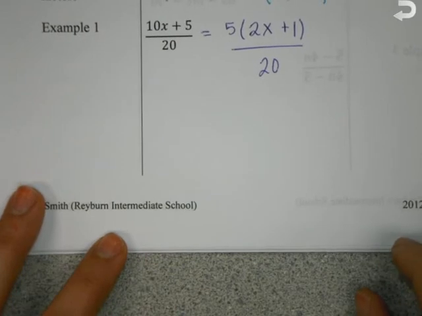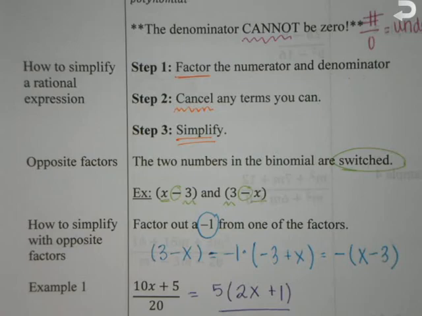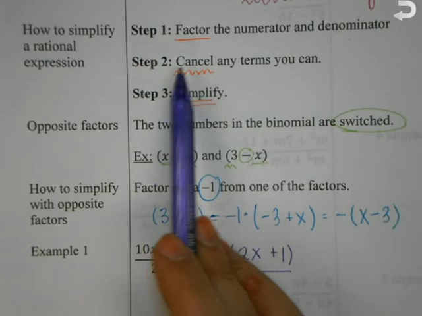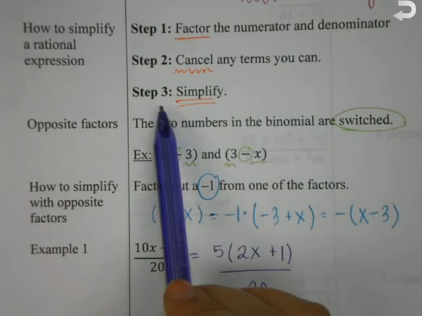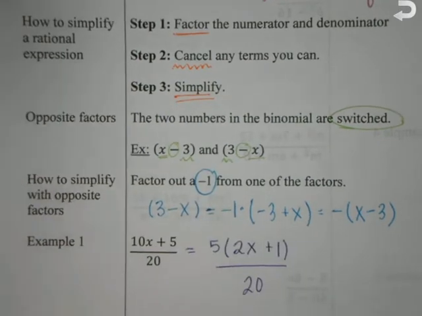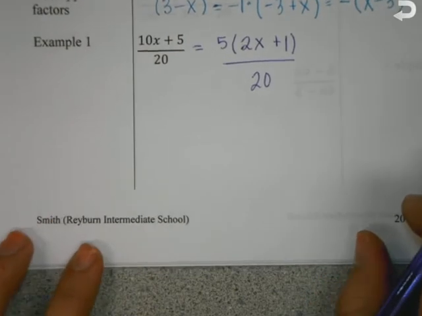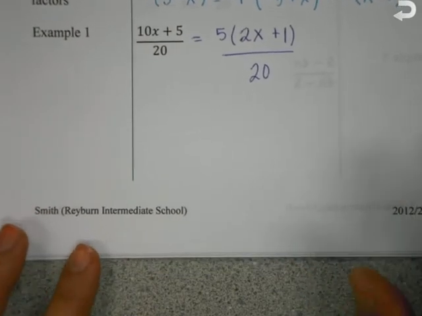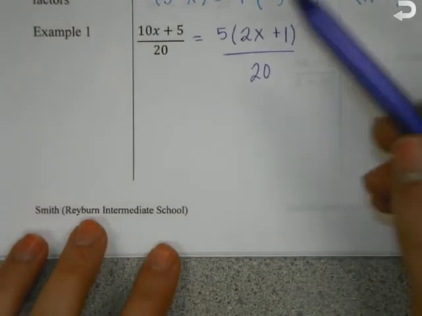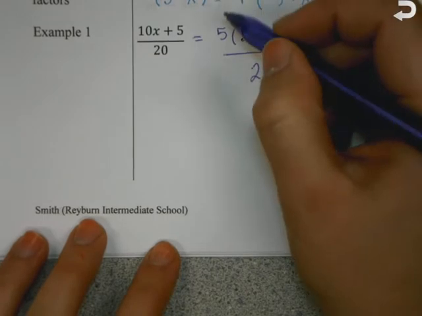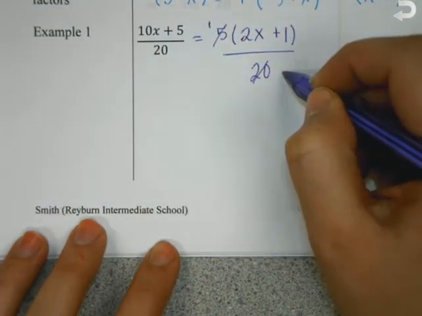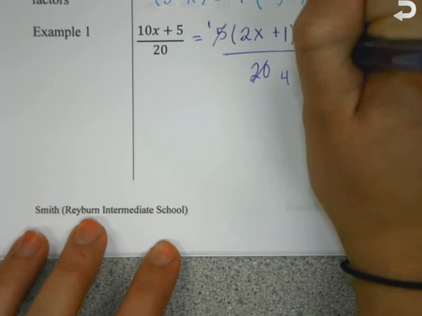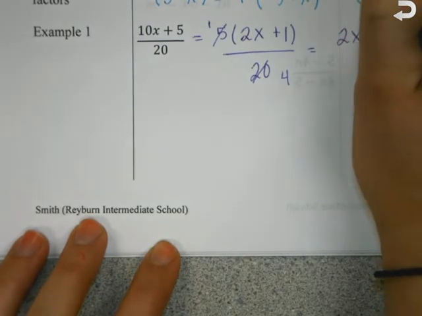Now, step 2 says to cancel any terms that I can. Looking here, I don't see anything that cancels, but when I go to step 3, simplify, I see some reducing that I could do. Do you guys see any reducing? Yeah, what do you see? 5 and 20. How many times does 5 go into 5? Once. How many times does 5 go into 20? 4 times. So that's going to give me 2x plus 1 all over 4.